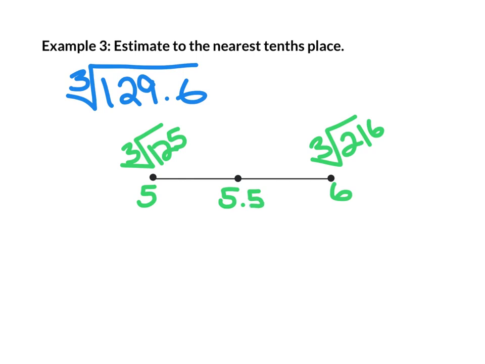So by looking at that, I can see that 129.6 is going to be closer to 125. So a good estimation would be about 5.1.